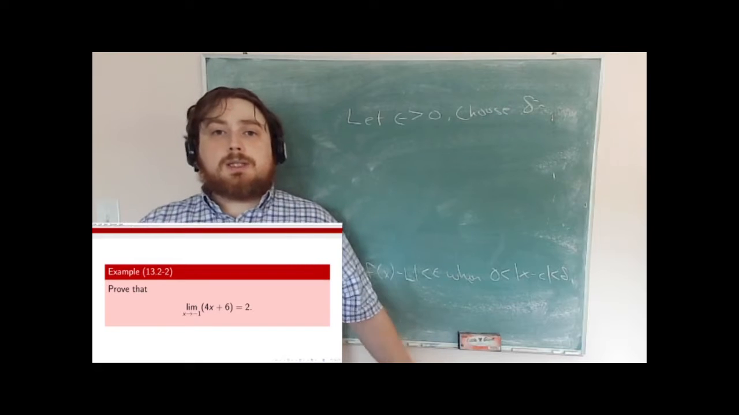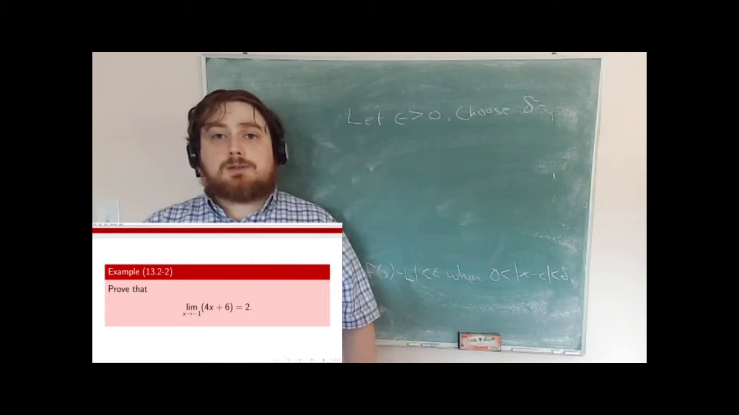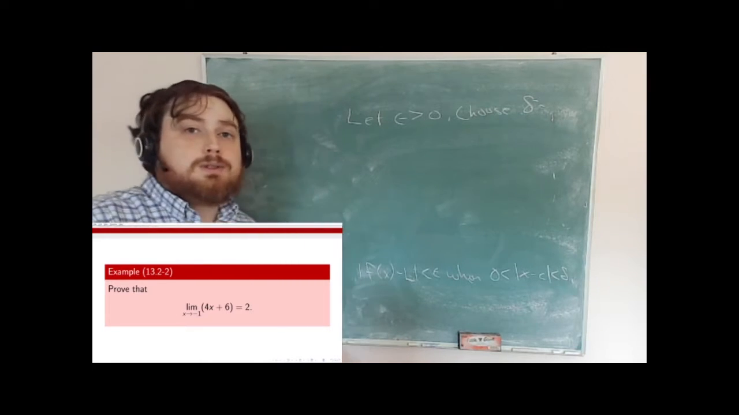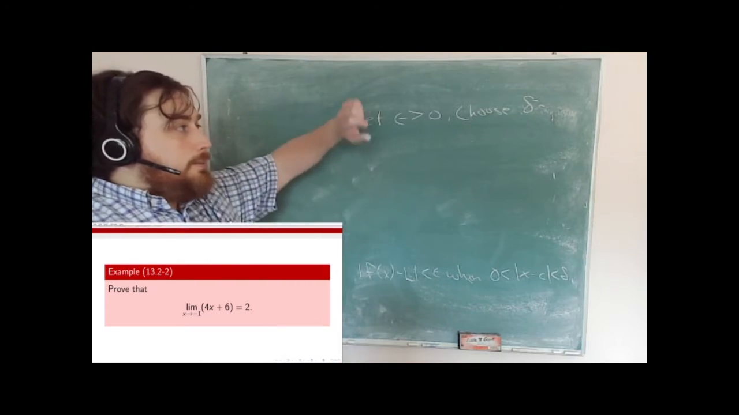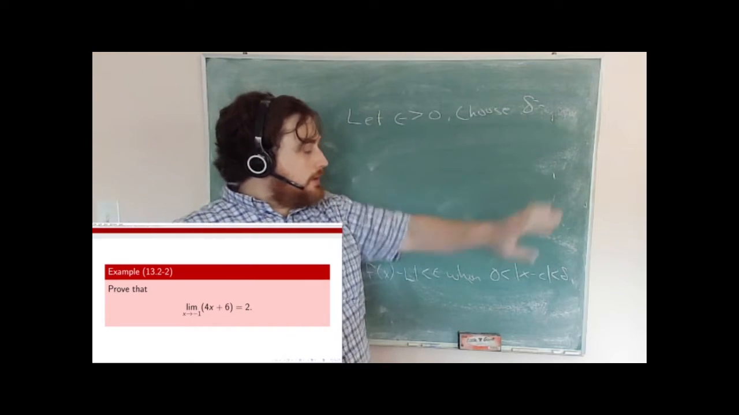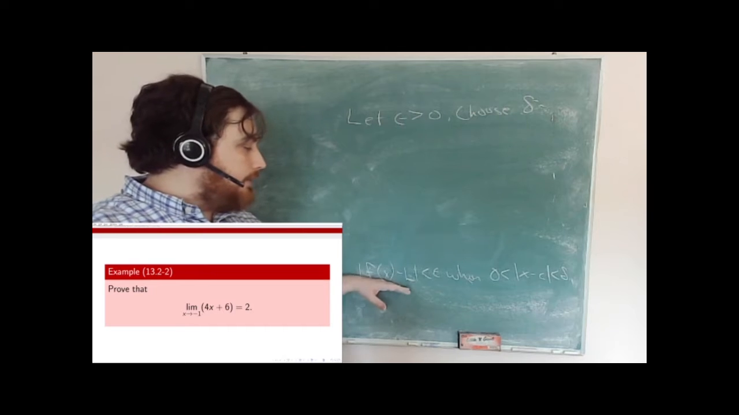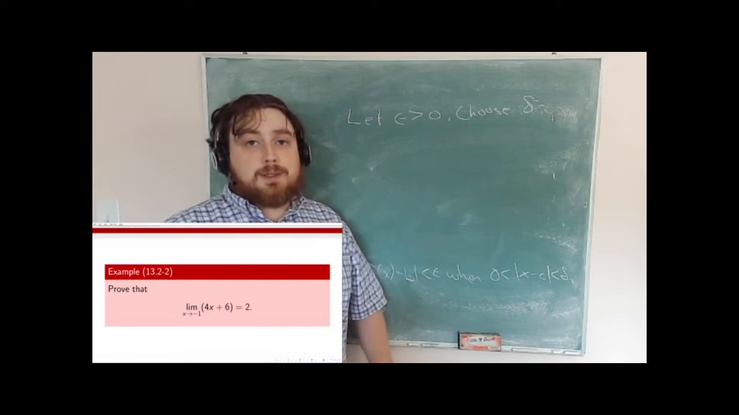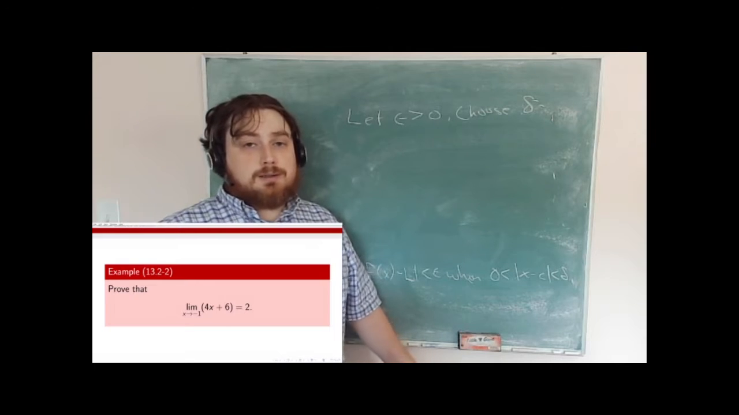All right, so for our first example, we're going to show the limit as x goes to -1 of 4x + 6 is equal to 2. Just like with our other limit proofs, we have to say let epsilon greater than 0 be given. We're going to end up choosing a delta so that we can show that |f(x) - L| < epsilon whenever 0 < |x - c| < delta.